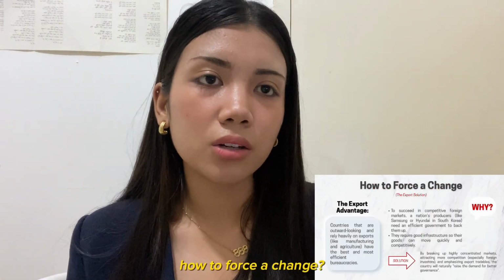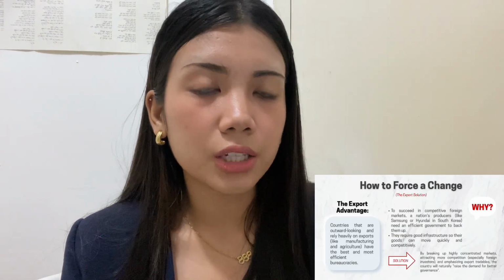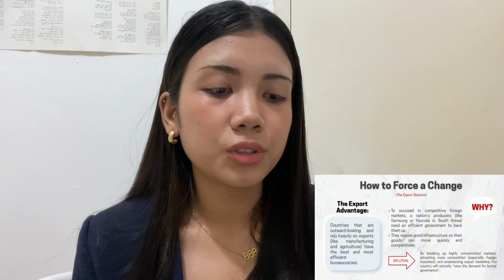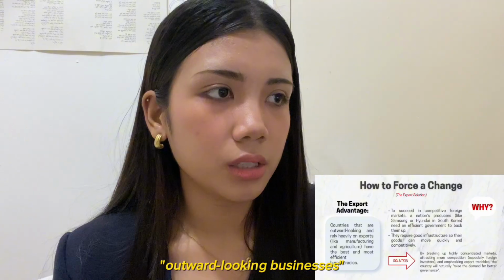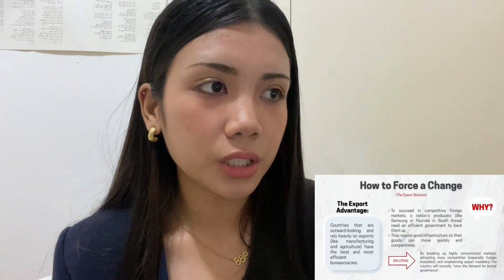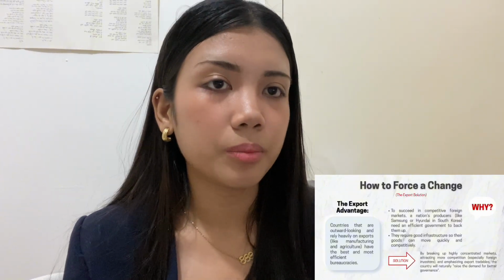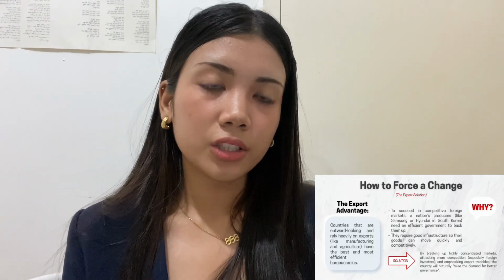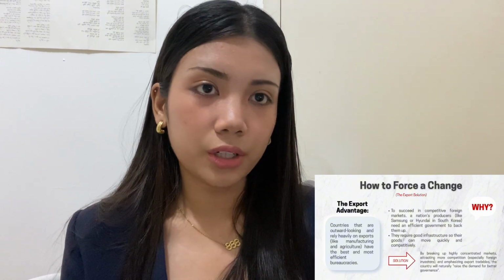With that being said, how can we actually force a change? Since the current system is dysfunctional, many experts actually believe that the bureaucracy will never truly reform itself unless its fundamental economic structure changes. So one solution is that we must focus on outward-looking businesses that rely heavily on exports like manufacturing and agriculture, since we live in a tropical country. And for the country to succeed in competitive foreign markets, our nation's producers must still be backed up by the government itself. Hence, by breaking highly concentrated markets, attracting more competition, and focusing more on exports, the country will naturally raise the demand for better governance.